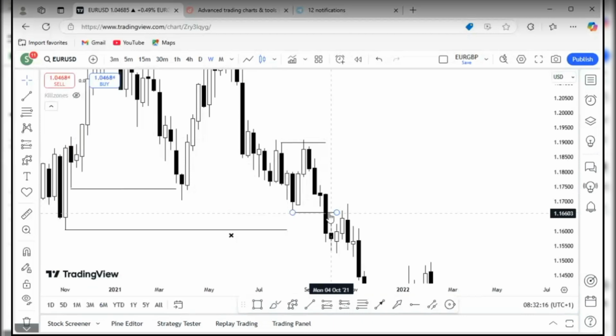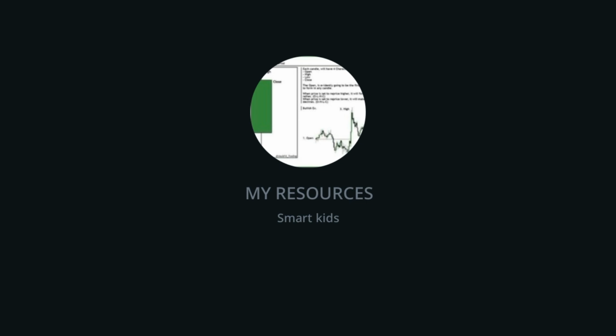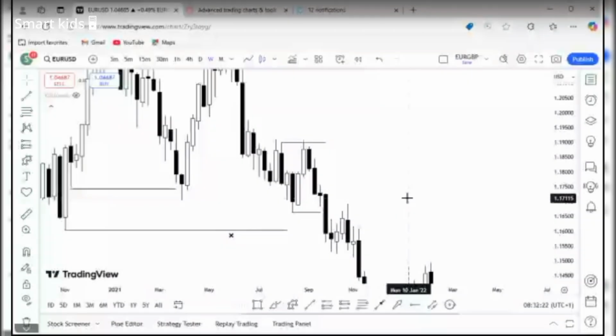So in the next video, I'll be telling us about internal and external liquidity, and then I'll be trying to differentiate them for us.